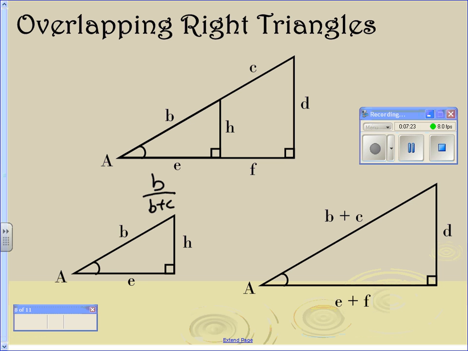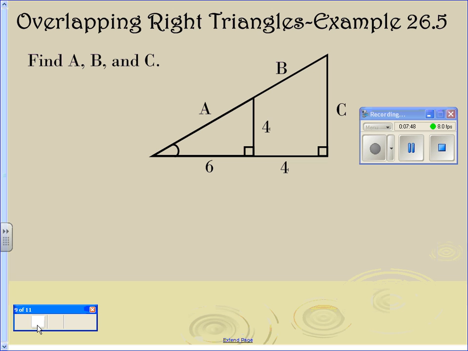B over B plus C. And then sometimes on these you are going to want to use Pythagorean theorem, but you'll have to use both on occasion. So sometimes you will have to use Pythagorean theorem. If you don't, you won't be able to go anywhere with a problem. Okay, so let's look at an example.